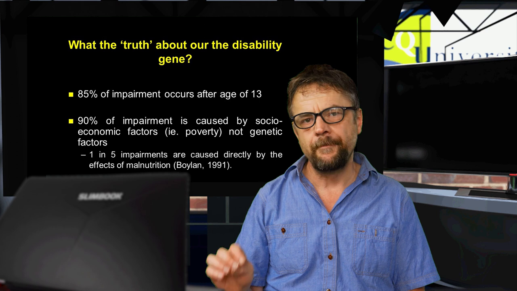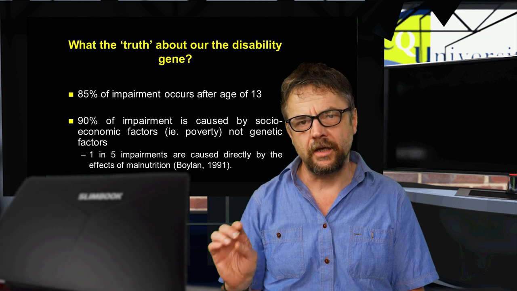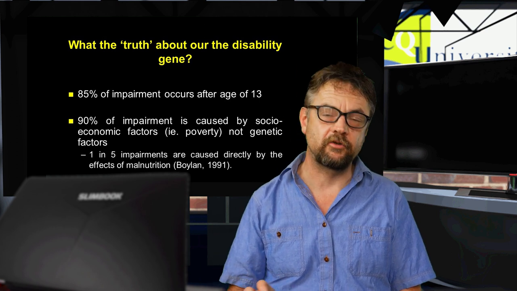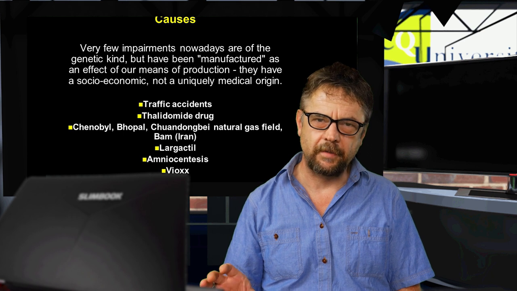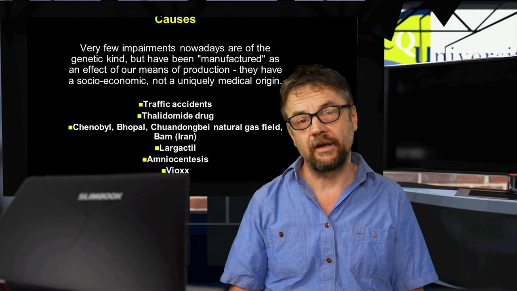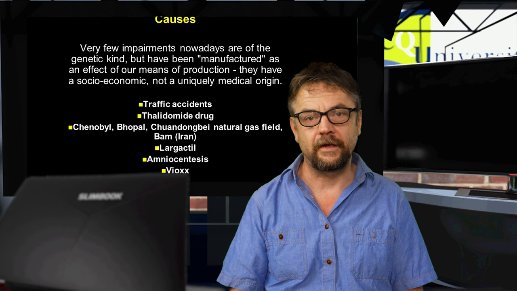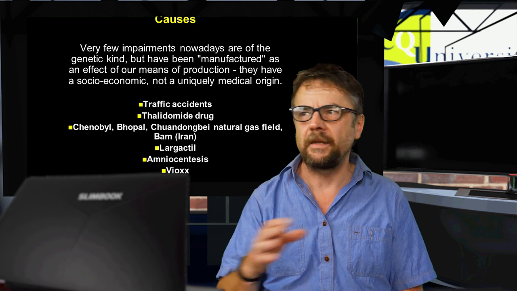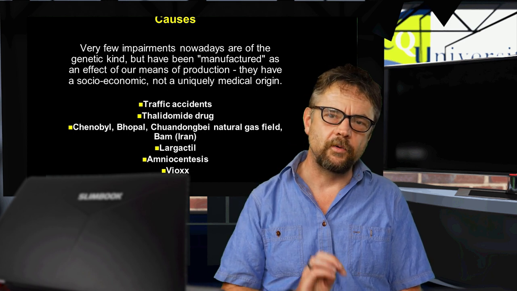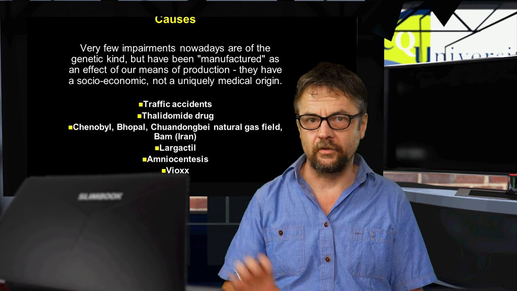Worldwide, 1 in 5 people acquire an impairment due to the effects of malnutrition. Among the other major causes of impairment are physical abuse, industrial accidents, environmental pollution, effects of psychological stress, and so on. Yet they're all causal agents that are located in the social context, in the social environment.